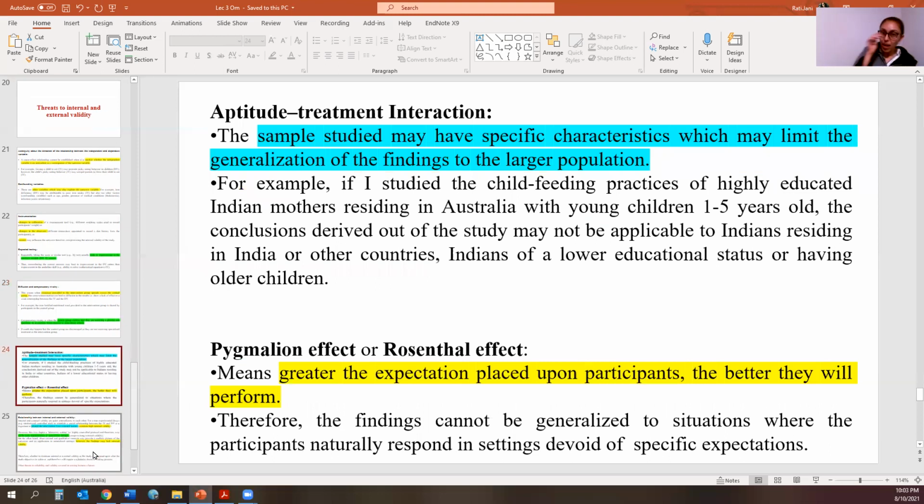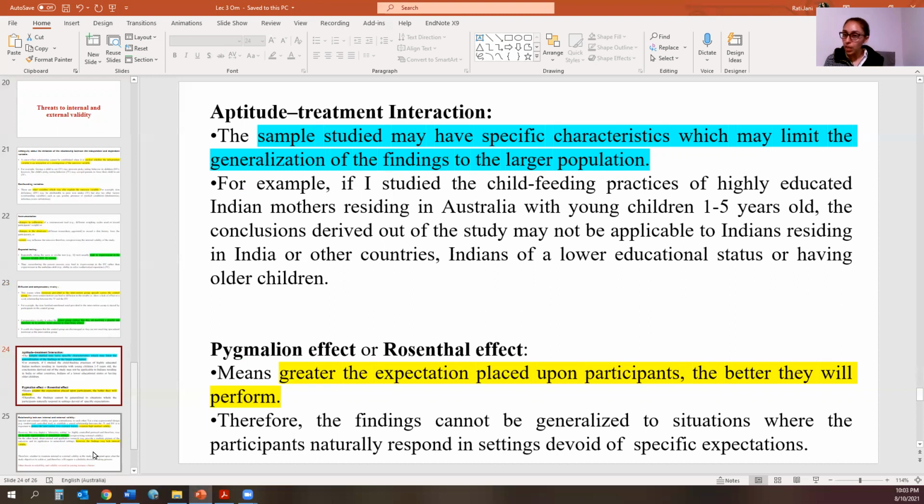Okay, so now you have aptitude treatment interaction. So what does this mean? It means that this is an example which I covered, that sometimes the sample which is studied has such unique characteristics that this may limit the generalization of the findings. Okay, meaning I have studied Indian mothers in Australia. I cannot say that my questionnaire is applicable for all mothers living in Australia, irrespective of their ethnicity, and that this questionnaire is going to work for all population groups. No, that is absolutely wrong.